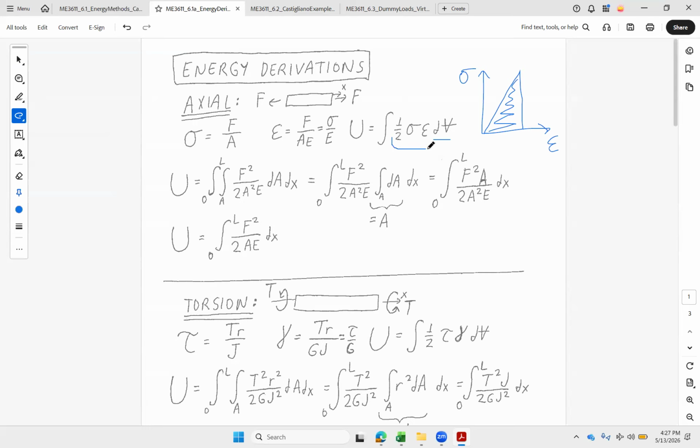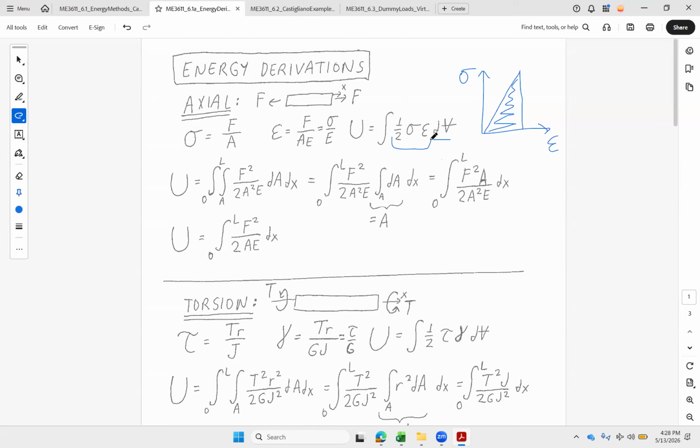So we need an expression for both of these things in terms of force, and we've got it. Stress is F over A, and epsilon is sigma over E, so I can do F over A and just add an E on the bottom. I'll put that in there, and I get F squared over 2A squared times E. Because stress and strain are constant, we can break that d volume into a cross section, d area, and a length dx. So we're going across the area dA and from 0 to L in dx.